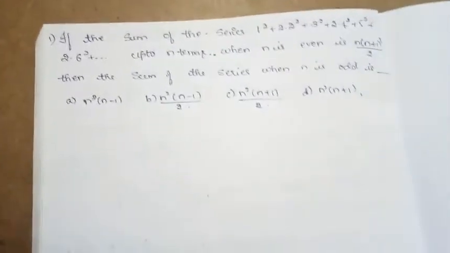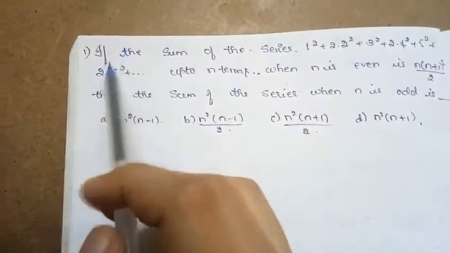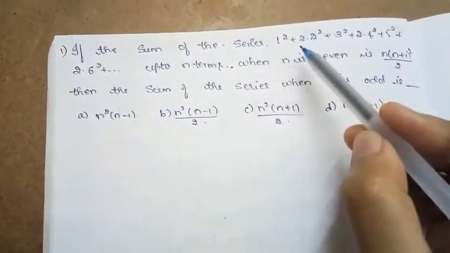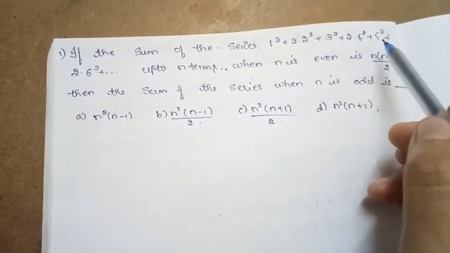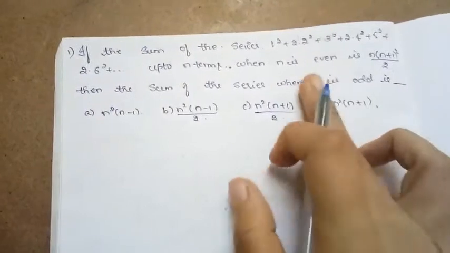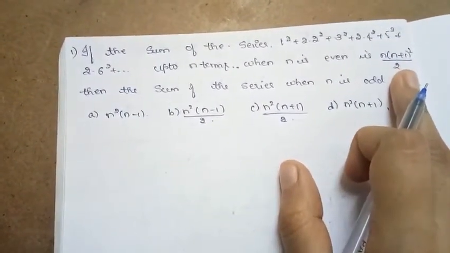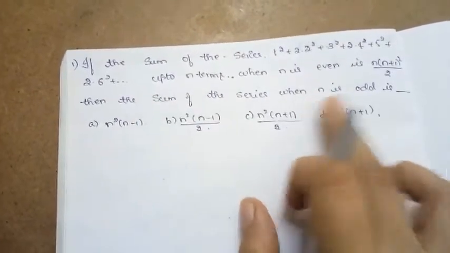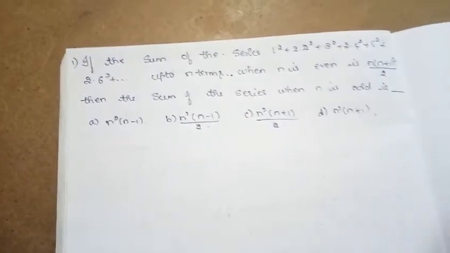Hi guys, so here is one of the JEE Main questions which I like to solve today. The question is: if the sum of the series 1 square plus 2 into 2 square plus 3 square plus 2 into 4 square plus 5 square plus 2 into 6 square plus so on up to n terms, when n is even, is n into n plus 1 by 2, and we need to find the sum of the series when n is odd, and they have given us the 4 choices.